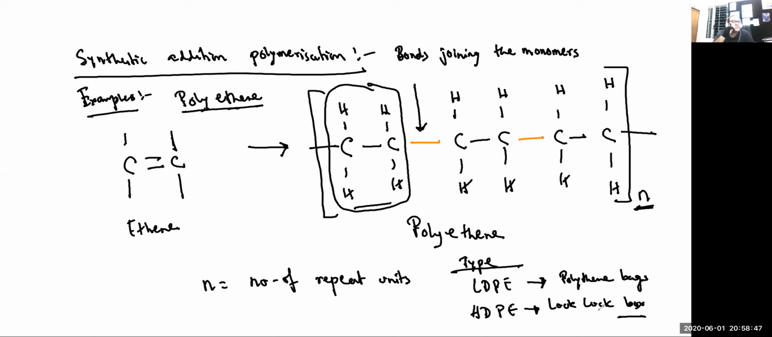So polyethylene can range from 100 to 10 thousands to millions. So it cannot be said exactly. In this example, there are three ethene molecules which are joined together. Did you get my point? Yes, sir.